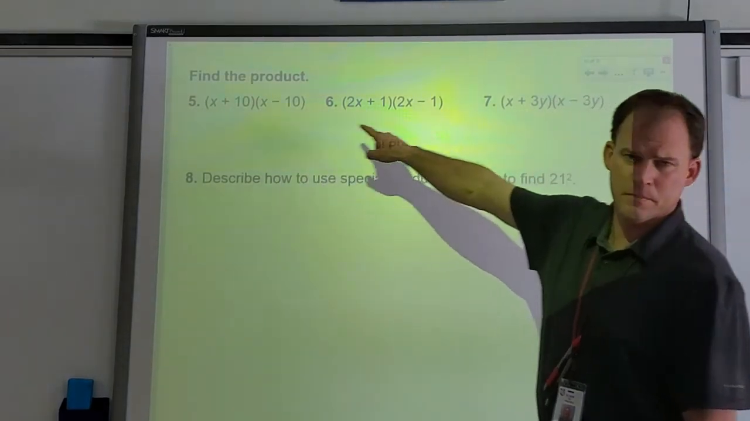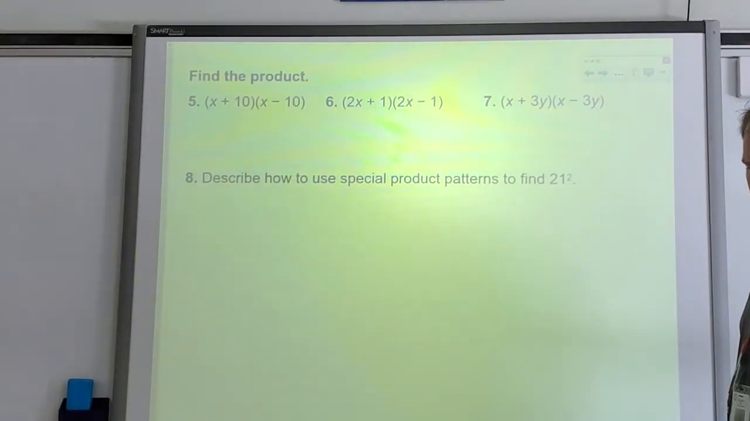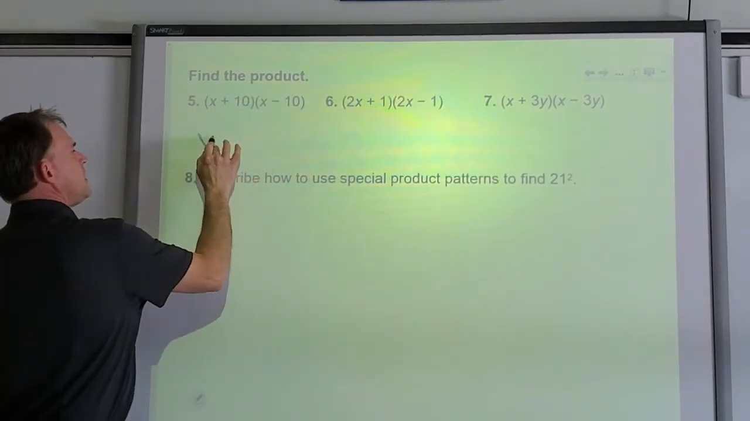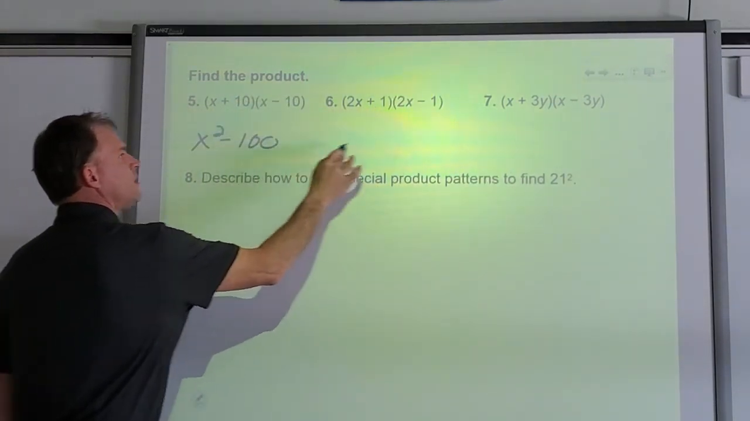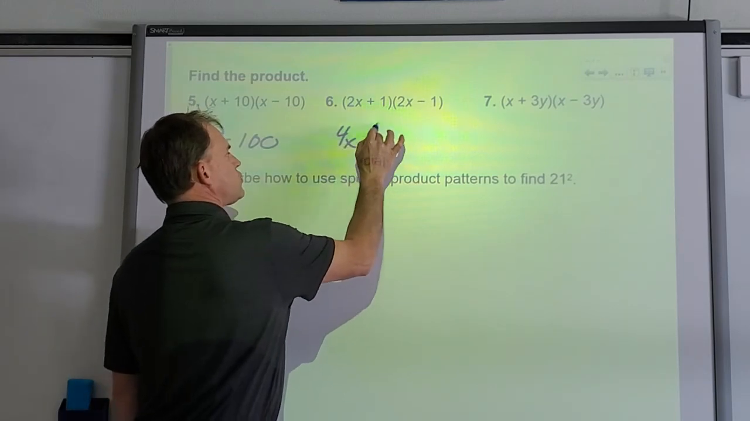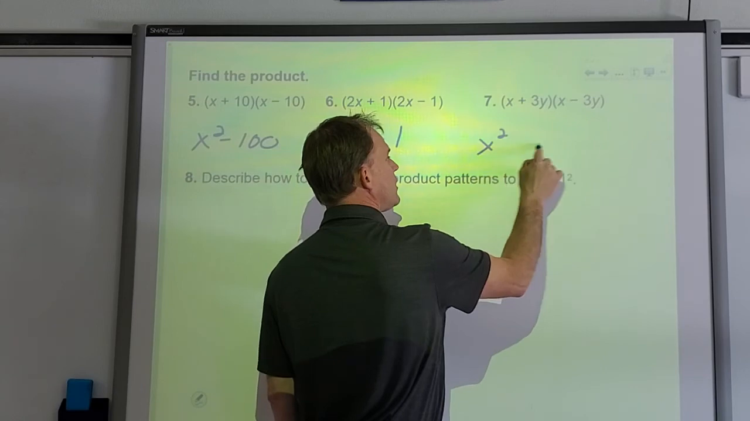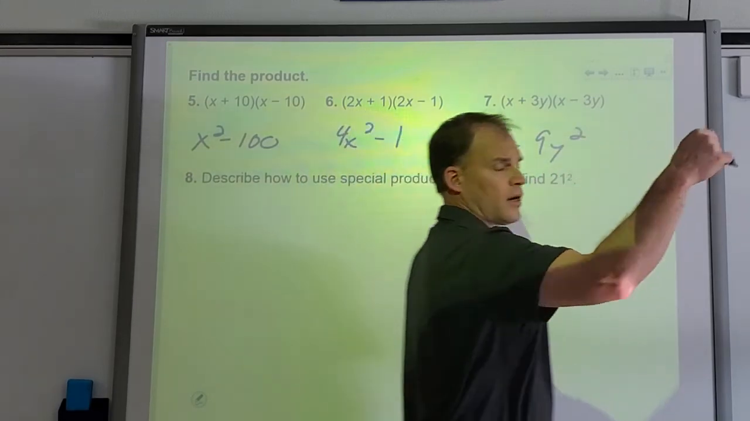Do these 3. So I look here. This is going to be x squared minus 100. This is going to be 4x squared minus 1. All right, and this is going to be x squared minus 9y squared. Any questions?